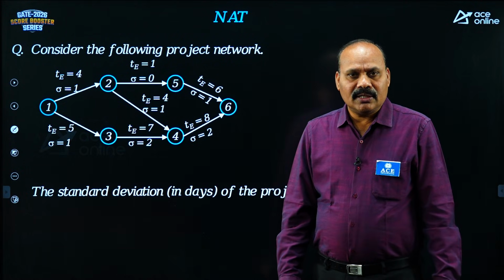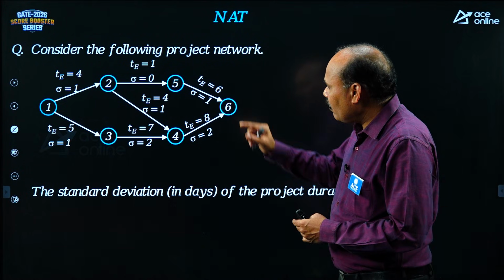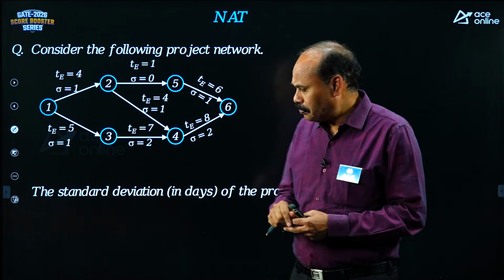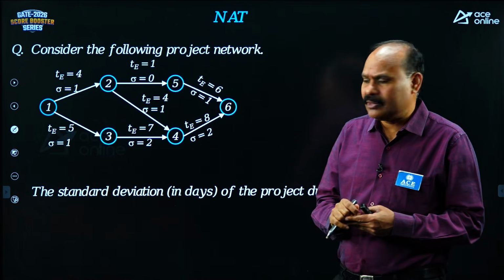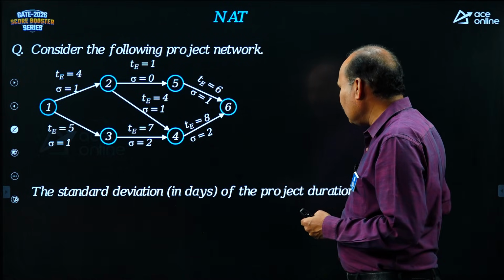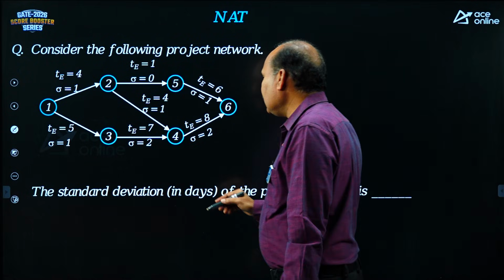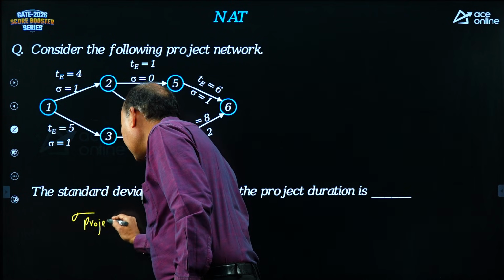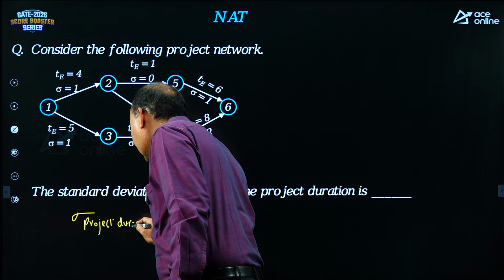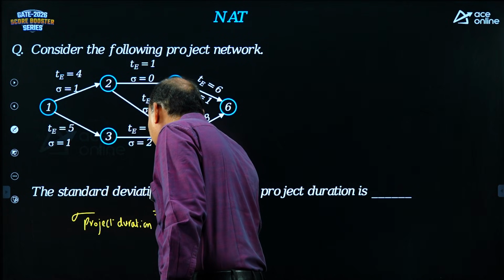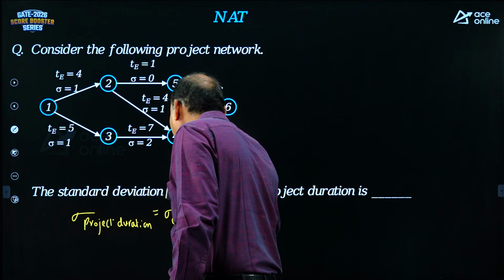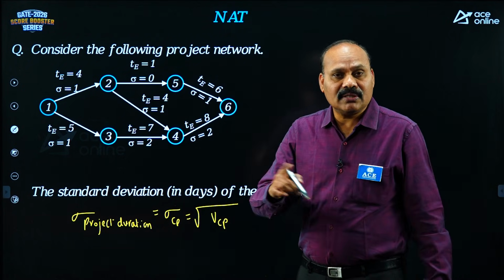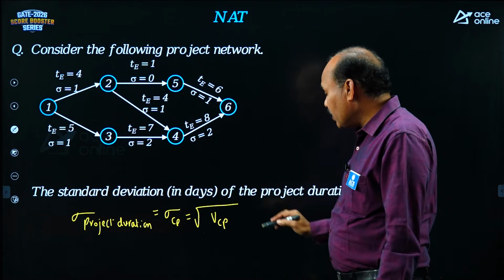Okay, next question related to PERT only, and you can find the TE value and sigma value for each and every activity. First of all, get the critical path. What is the question? Standard deviation of project duration. Standard deviation of project duration is nothing but the standard deviation of the critical path. Why? Because project duration is always decided by the critical path. Sigma Cp is equal to, further we can write, under root of VCP. Whenever standard deviation comes, you can make use of variance: under root of variance of the critical path.